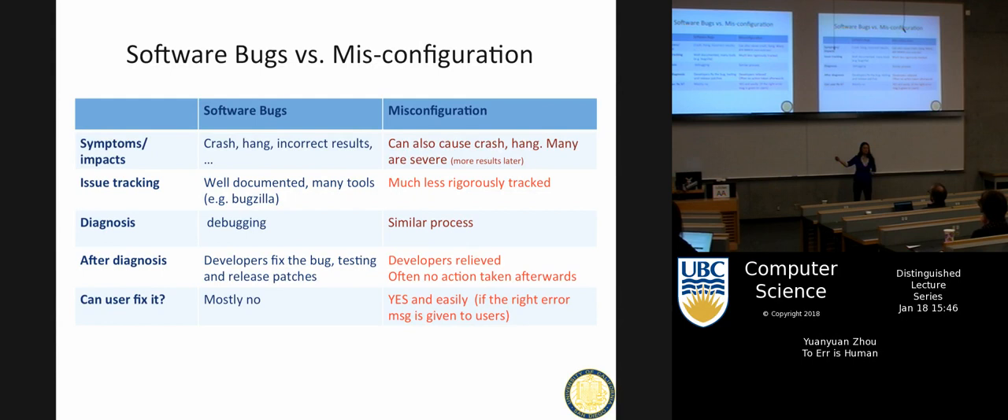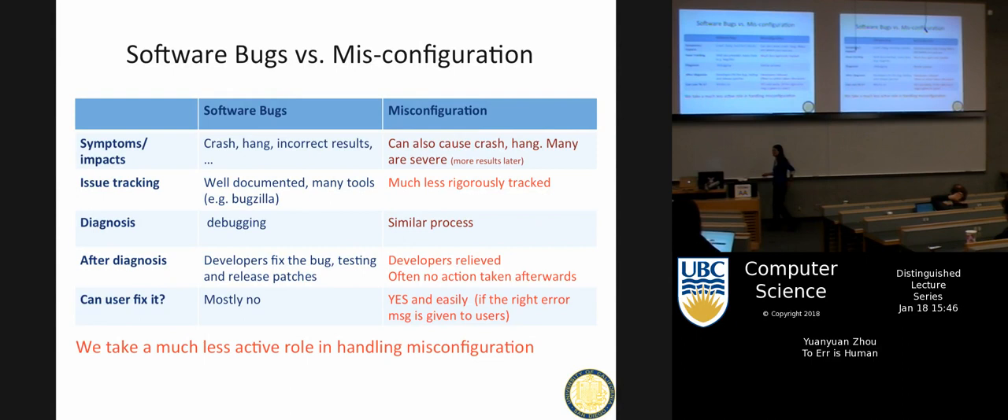But for this one, if you can help pinpoint where your mistake is, the developer can fix it themselves. They don't need to wait for you, okay? That's the reason NetApp later supported us to continue looking into this, because the cost is really, really high. They want to improve the system so the system admin can find their own problem and fix it without making a call to NetApp, okay? So this is the difference between the two.